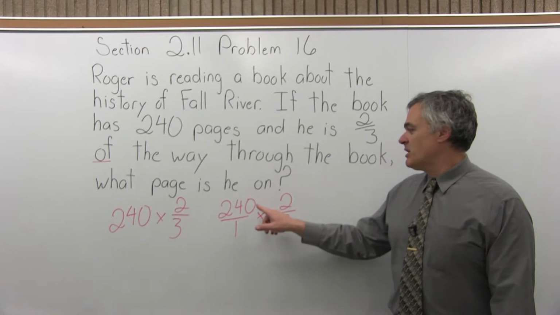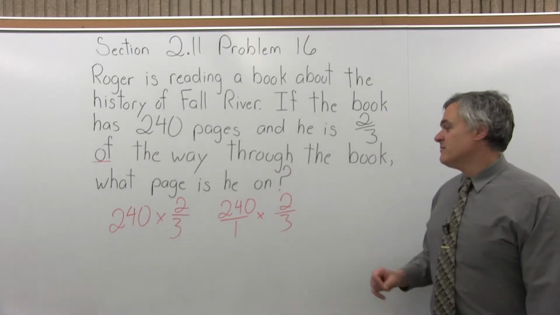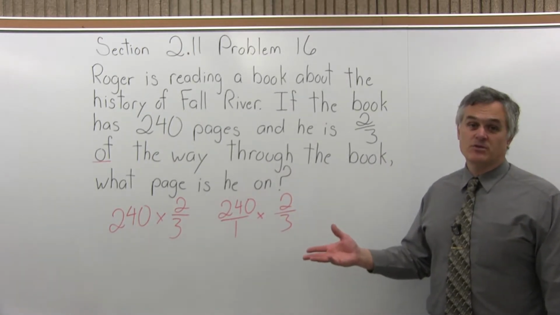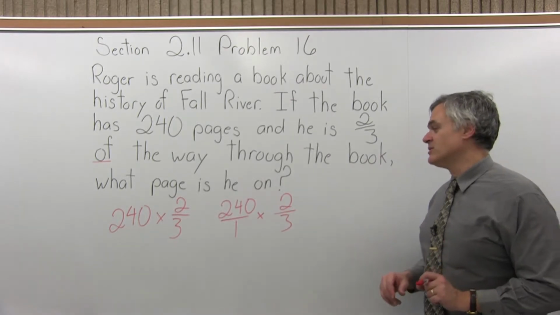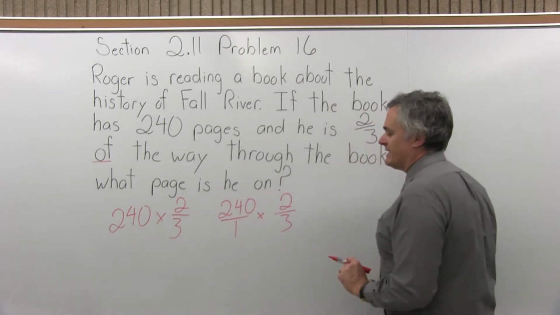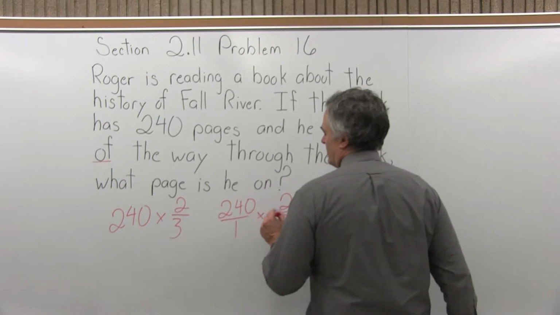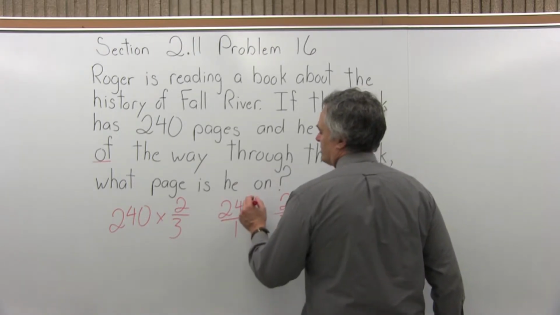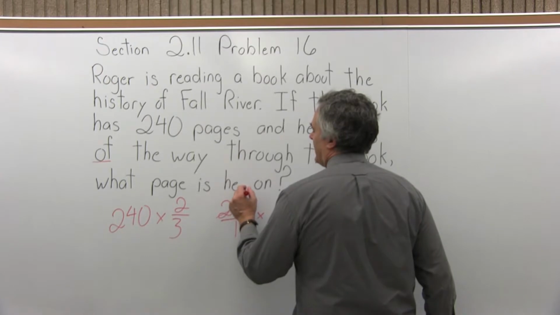In this case, you may or may not notice that it can pre-reduce. If you don't notice, you'll get the same answer in the end. You'll have to deal with slightly larger numbers for a minute. But the 3 and the 240 reduce nicely. I know that 3 goes into 3 once, and 3 goes into 240 80 times.